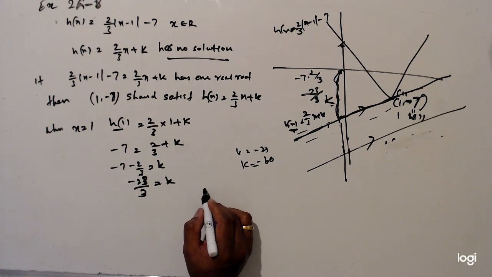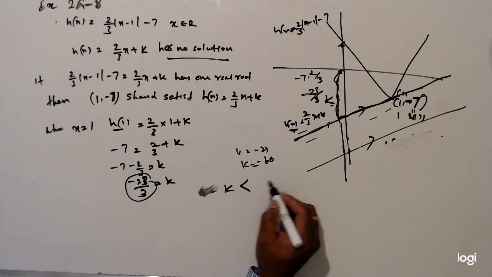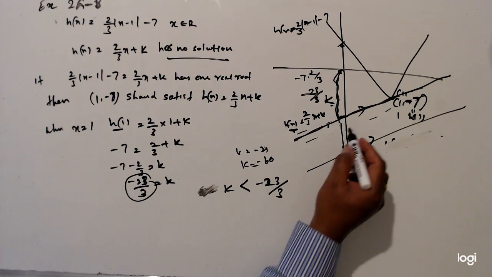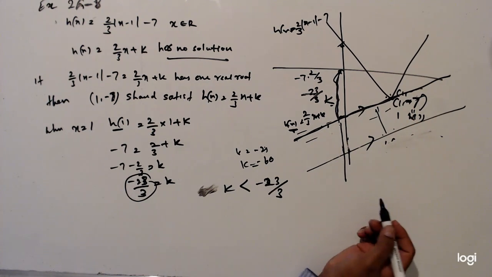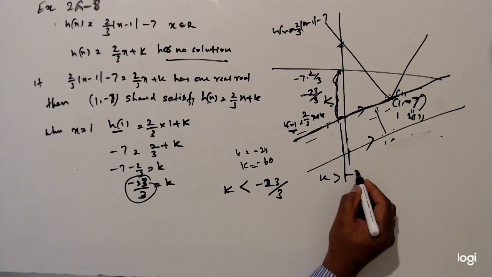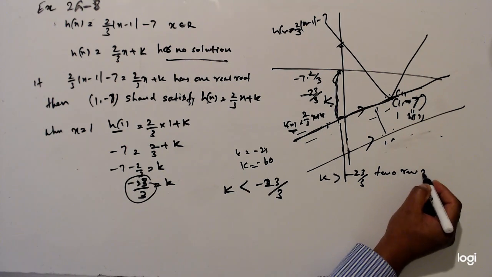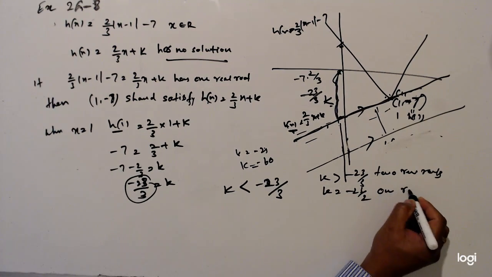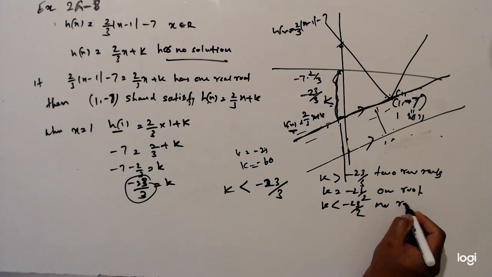Basically, if the k value is less than minus 23 over 3, then this graph does not intersect. It means there is no real root. K greater than minus 23 over 3, two real roots. K equal minus 23 over 3, one root, and k less than minus 23 over 3, no roots.